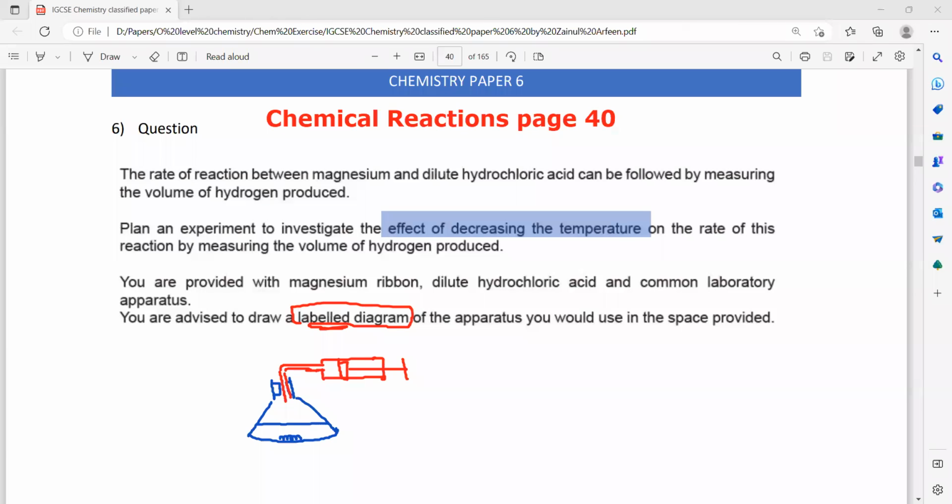Then, how can we do this experiment? The points you will mention: take 2 grams of magnesium ribbon, add 10 cm cube of hydrochloric acid of known concentration, mix them and measure the volume of gas given off in a unit time like 3 minutes or 5 minutes, and then repeat the procedure with a different temperature, by decreasing the temperature, and then calculate the rate, change in volume divided by time.